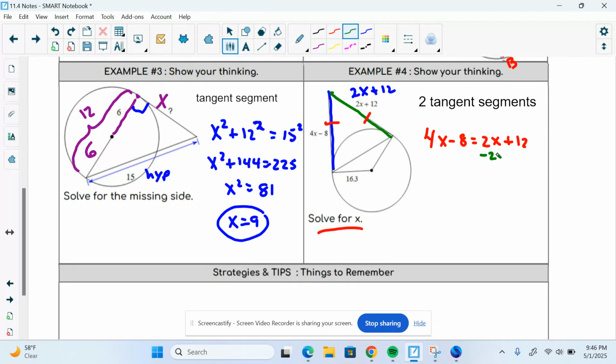I'm going to subtract a 2x from both sides to get the x's on the same side. I will have 2x minus 8 equals 12. I will add 8 to both sides to get 2x equals 20. I will divide both sides by 2, and I will have x equals 10. And we are done. End of video. Oh, nope, there's one more example.